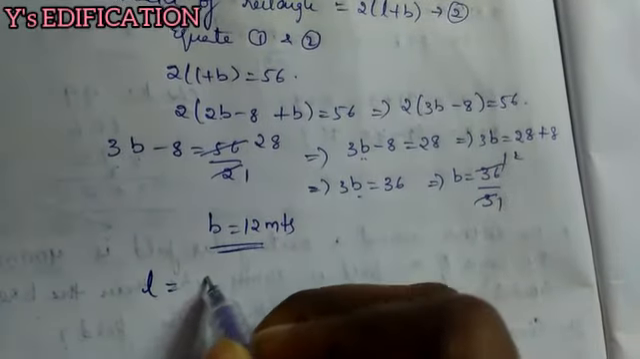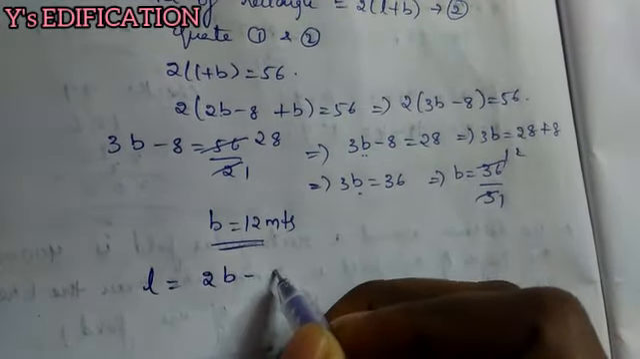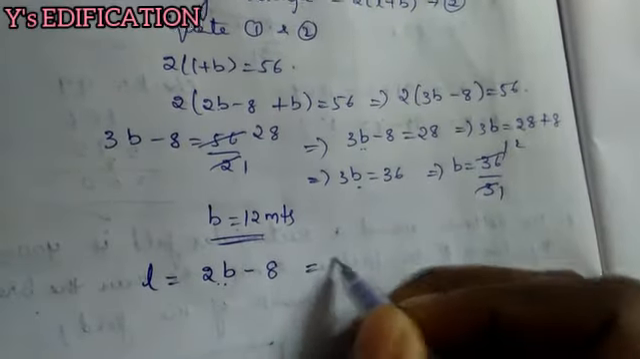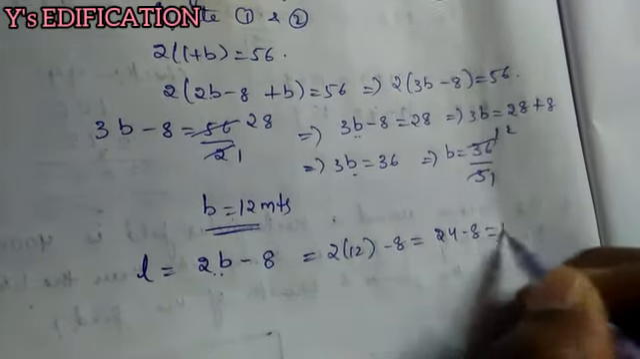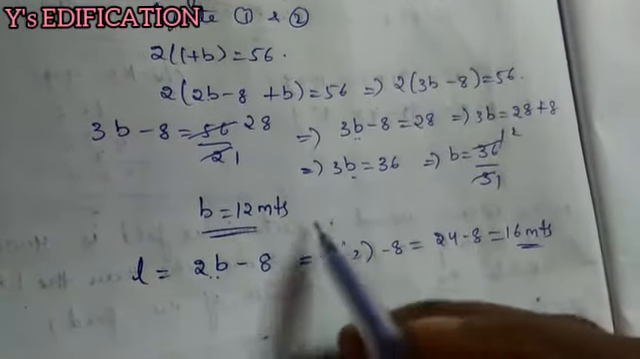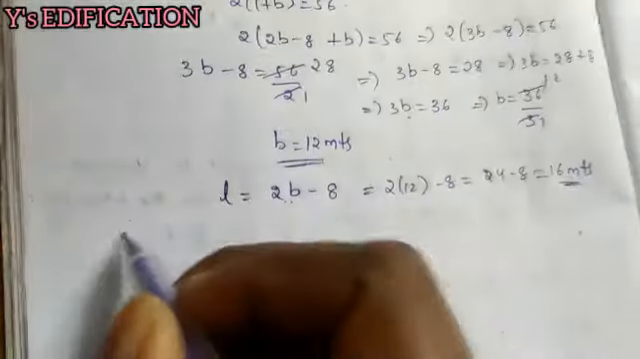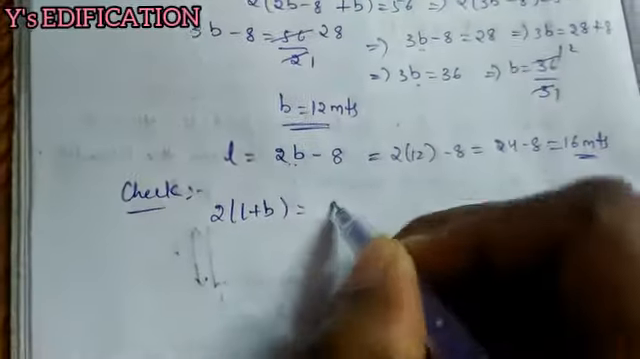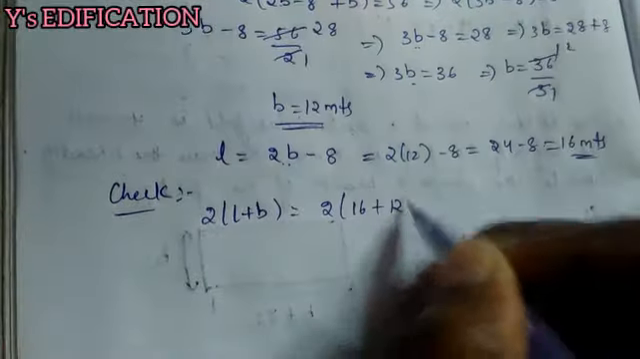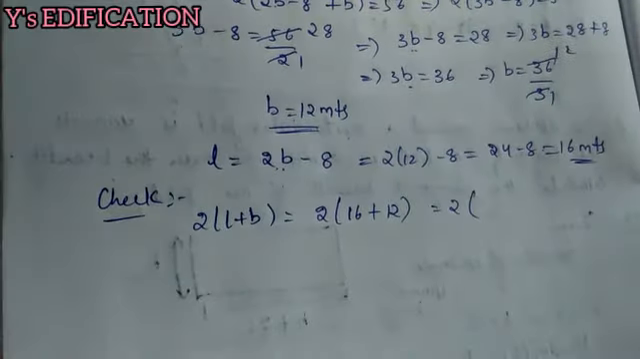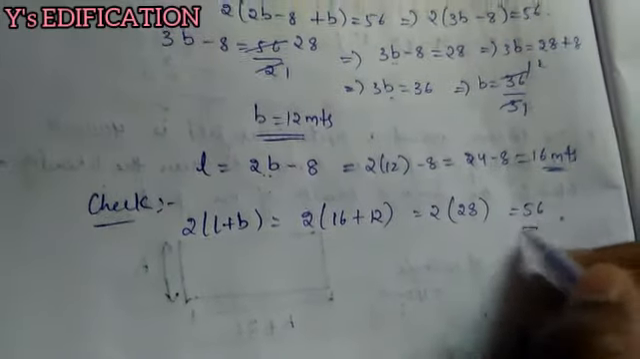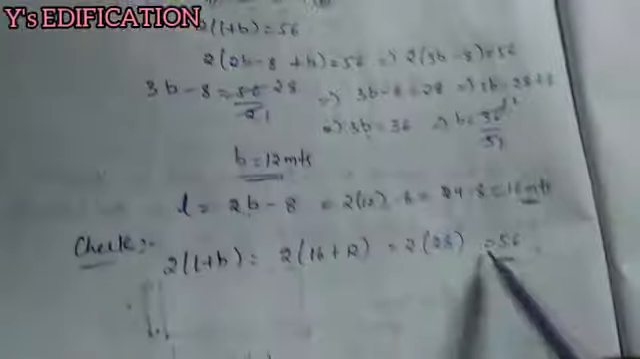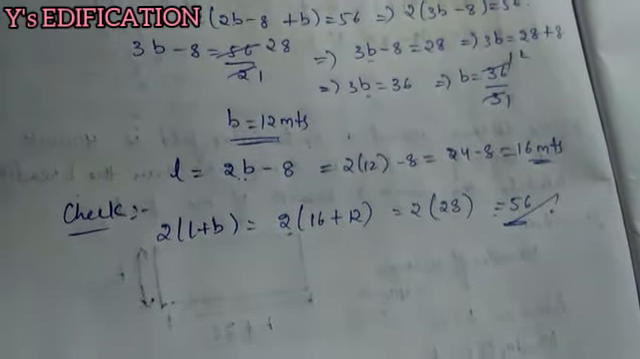We want the length. The length is 2B minus 8. Substitute this B here: 2 into 12 minus 8. 2 into 12 is 24, minus 8 is 16 meters. So the breadth is 12 meters and the length is 16 meters. Now we have to do the cross check. 2 into (L plus B): L is 16 and breadth is 12, so 16 plus 12 is 28, and 2 into 28 is 56. What they gave for the perimeter of the rectangle is 56, so our answer is correct.